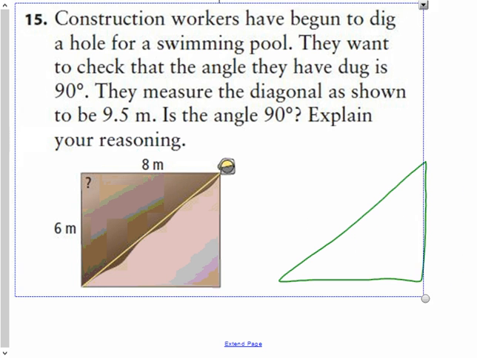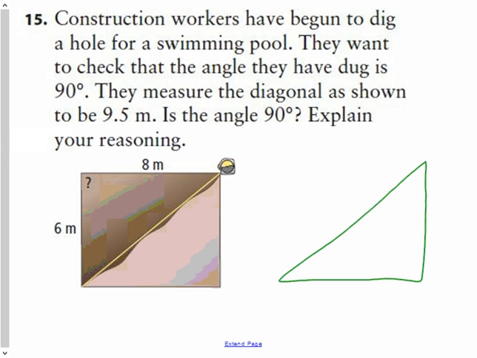Now this picture right here, this thing right here is a tape measure. Some people didn't know what that was. And this little yellow thing here is the tape measure itself, measuring the diagonal. So we don't know the length, but we know that this is 8 and this is 6. And the tape measure said that it was 9.5 meters.